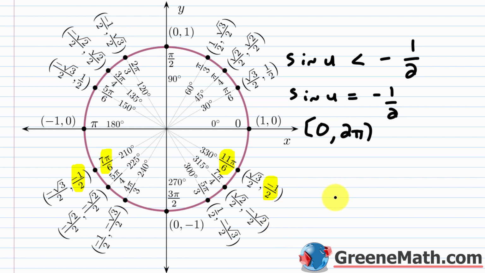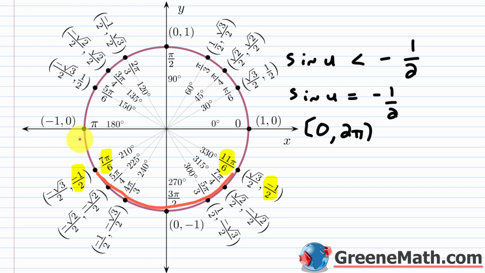Okay, so let's look between 7 pi over 6 and 11 pi over 6 and see, are the sine values less than negative 1/2? Yes. You can see that basically this is negative square root of 2 over 2, negative square root of 3 over 2, negative 1, negative square root of 3 over 2, negative square root of 2 over 2. So this right here is what we want.